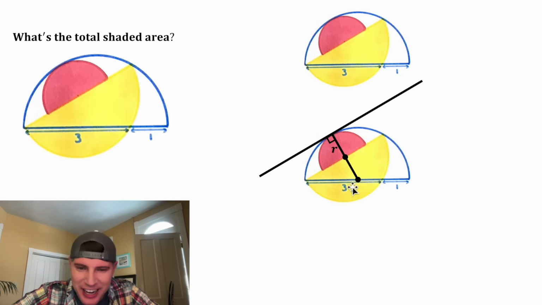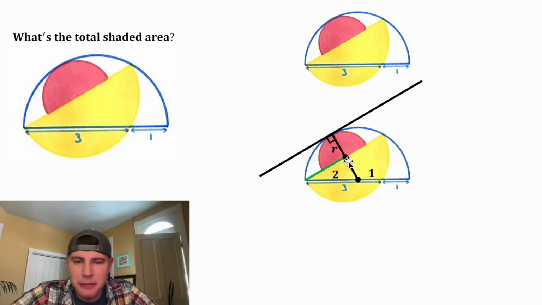Now let's look at this diameter of the blue semicircle. It's going to have a length of 3 plus 1, which is equal to 4. So if the diameter is equal to 4, the radius, which is here to here, will be equal to 2. And this radius is also going to be equal to 2. And then since this is equal to 1, this piece here is also going to be equal to 1, because 1 plus 1 is equal to 2.